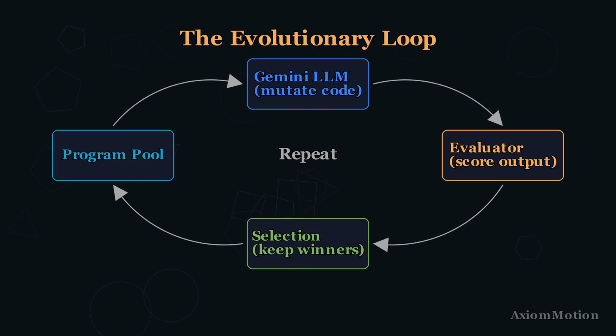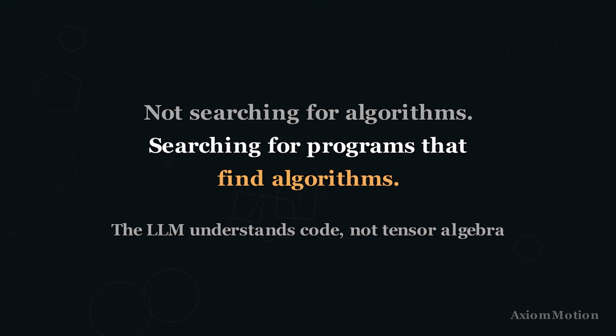Now, feed these programs to Gemini, Google's large language model. Gemini reads the code, mutates it, and produces new variants. Run each variant. Score it by how close its output gets to a valid decomposition. Keep the winners. Discard the rest. Repeat. Notice what is happening. AlphaEvolve is not searching for the answer. It is searching for better ways to search for the answer.